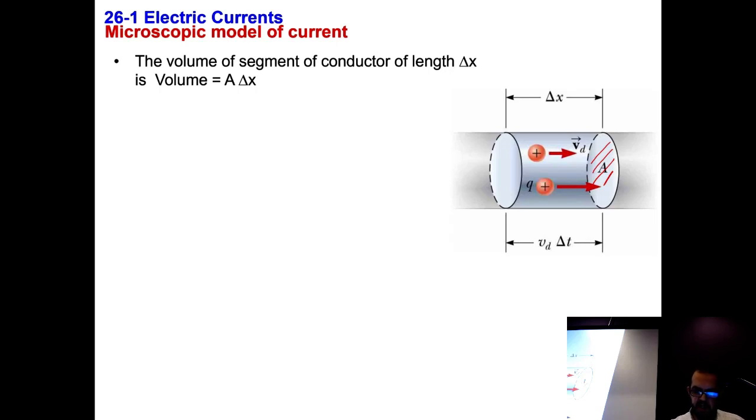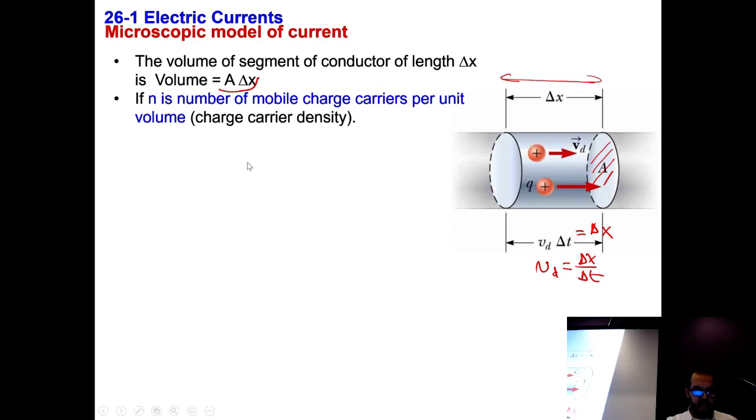Now, if you take any of these charges, in order for it to move a distance delta x, it takes a certain time delta t. So Vd is equal to delta x over delta t, and we can determine that delta x is really Vd delta t. The volume of this conductor element is equal to the cross-sectional area times delta x. So this is the volume.